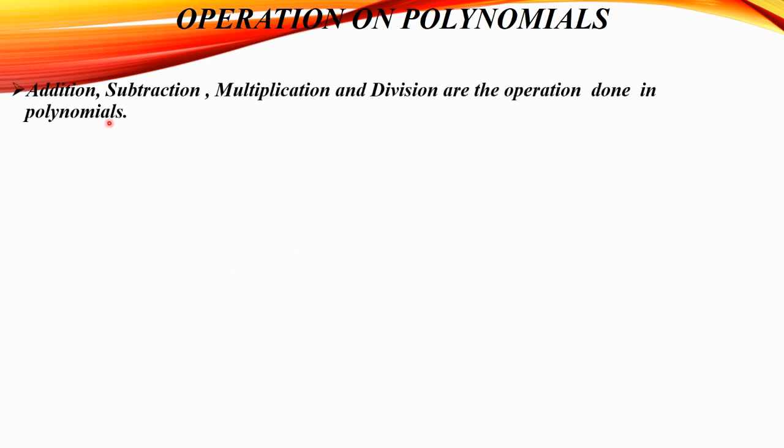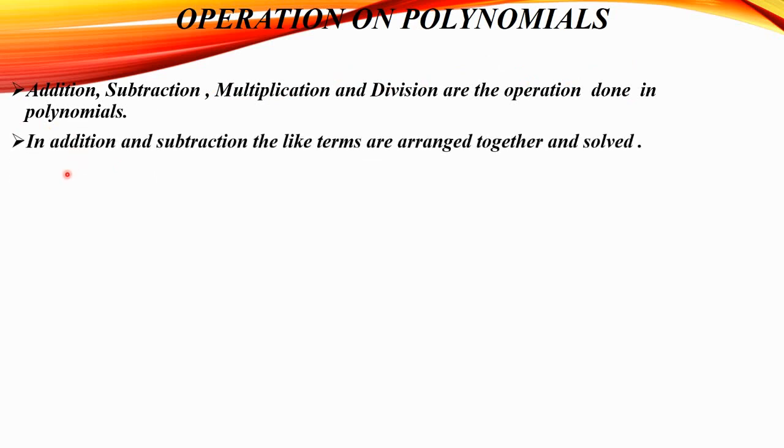Now, we will be doing operations on polynomials. Addition, subtraction, multiplication and division are the operations which can be done on polynomials. Now, in addition and subtraction, the like terms are arranged together and solved. So, we will be doing question number 2. Add the polynomials.